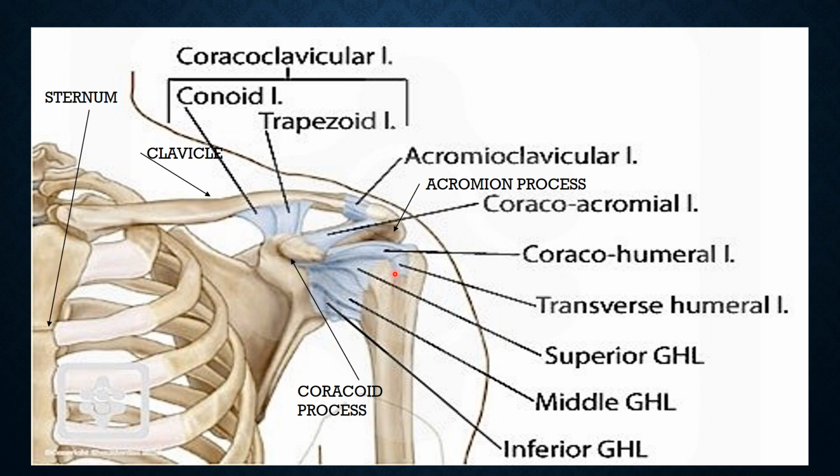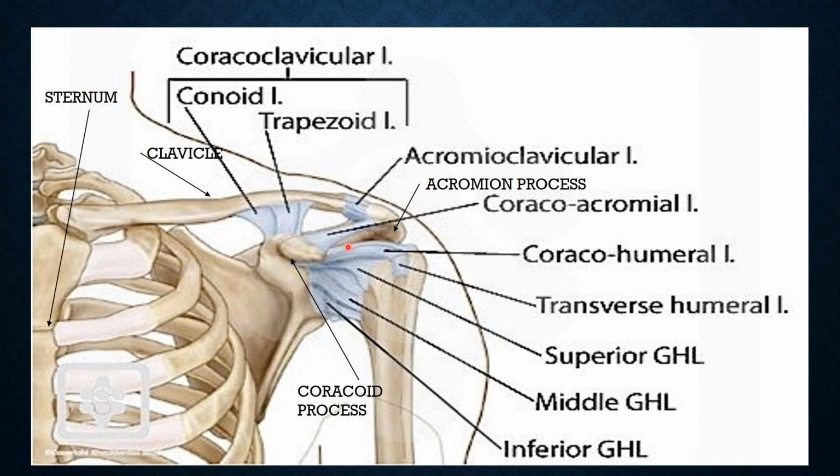Then we have coracohumeral ligament. This is the coracoid process, and this is the greater tubercle. So the coracohumeral ligament attaches the base of the coracoid process to the greater tubercle of the humerus, right? And the coracohumeral ligament supports the superior part of the joint capsule. I told you what is joint capsule. So it is supporting the superior part of the joint capsule, right?